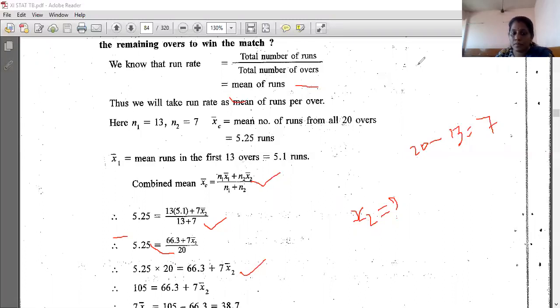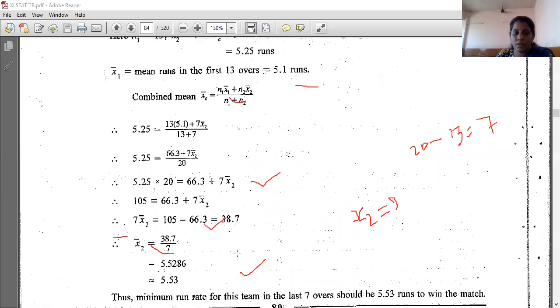Okay, now 5.25 into 20, that is 105, equal to 66.3 plus 7 X bar 2. So for X bar 2, your 105 will be coming this side. So 105 minus, sorry, this 66.3 will be going that side. So 105 minus 66.3, that is 38.7. Then X bar 2 equal to 38.7 divided by 7.